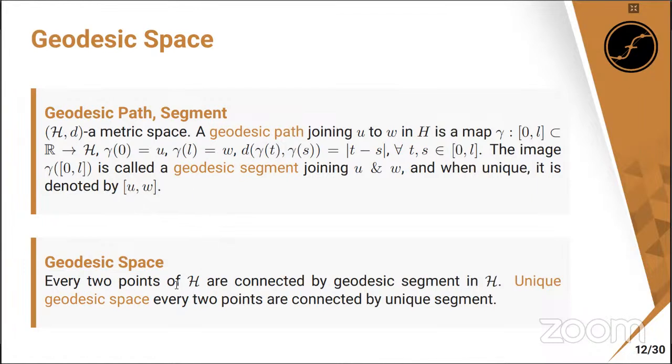So if it happens that for any 2 points in a space you can connect them by a geodesic segment, then we call that a geodesic space. And when those geodesic segments are unique, then we call the space a unique geodesic space.